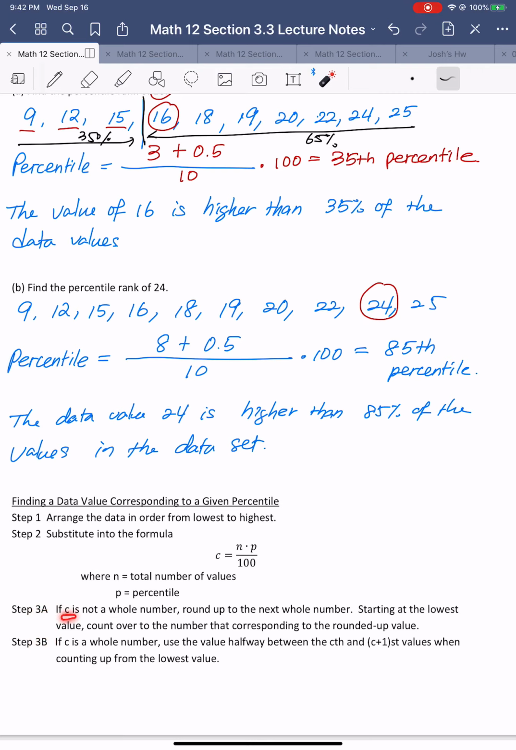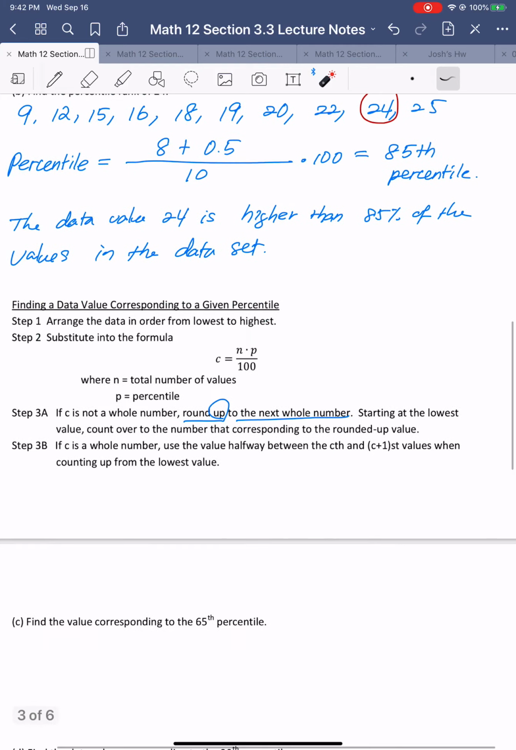If C is not a whole number, we always round up to the next whole number. And if C is a whole number, then we need to find the C-th place number and the next number, to find the halfway point. So you just need to add these two up and divide by 2. Alright, so let's take a look.